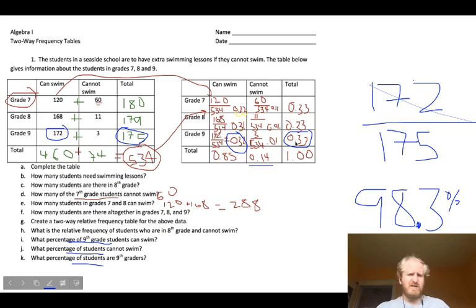All right. That's pretty much it. I want you to take your time with the relative frequency stuff and the two-way frequency tables. I kind of like it because they're just logic puzzles, and they tell you a lot of information.